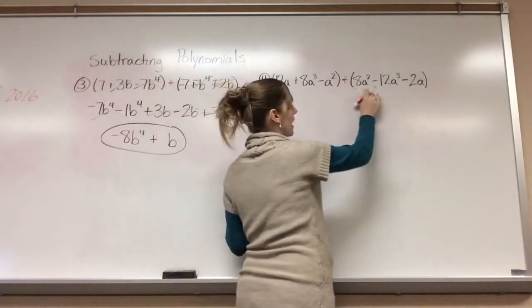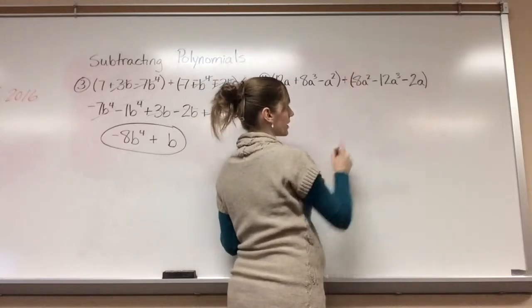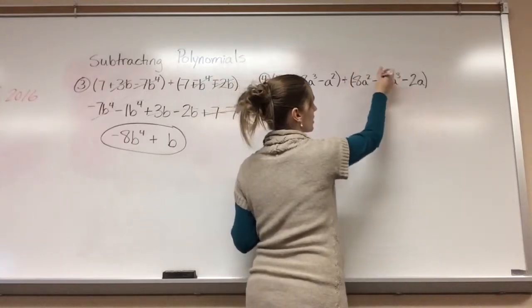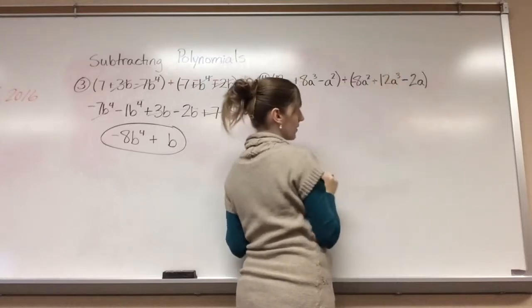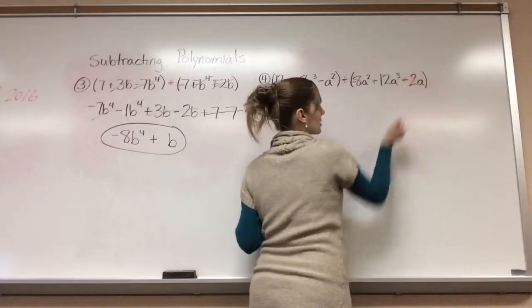So the second set, that positive 8a squared becomes minus 8a squared. Instead of minus 12a to the 3rd, we make it plus 12a to the 3rd. And instead of minus 2a, I'm going to make it plus 2a.